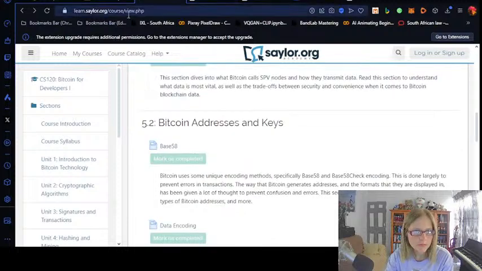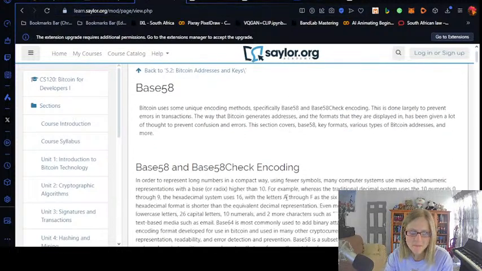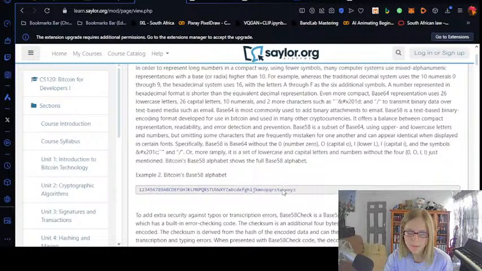Actually, never mind. Okay. Bitcoin uses some unique encoding methods, specifically base 58 and base 58 check encoding. This is done largely to prevent errors in transactions. The way that Bitcoin generates addresses and the formats that they are displayed in has been given a lot of thought to prevent confusion and errors. This section covers base 58, key formats, various types of Bitcoin addresses, and more. Base 58 and base 58 check encoding.